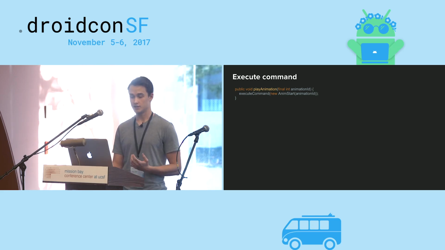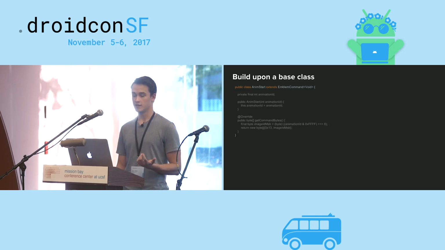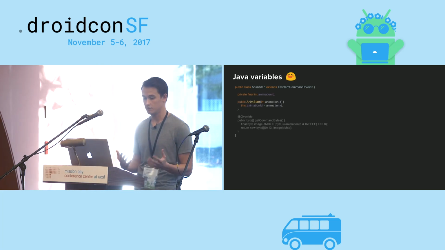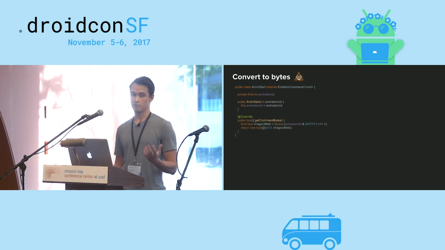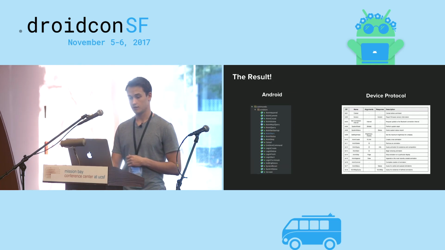If I jump into the animation start class, we can see that this extends from a base class called emblem command. Every single one of our operations extends this base class, and they all follow a very similar format. At the top, you have your really Java-friendly variables like animation ID, and at the bottom, we convert them to raw bytes, which are obviously a little bit harder to work with. But you can see that it's in the same format that I mentioned before, with that operation at the start and then the arguments on the right for those bytes.